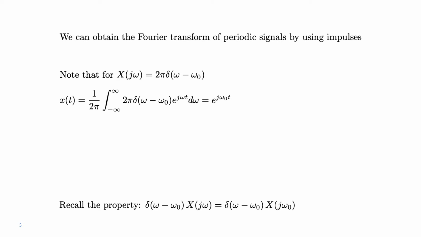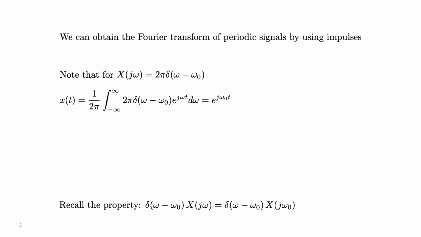We can actually obtain the Fourier transform of periodic signals by using impulses. So to begin with, let's note that for X(j omega) equal 2 pi delta(omega minus omega 0), meaning an impulse centered at the frequency omega 0 with amplitude 2 pi, the anti-transform x(t) can be very easily obtained. So let's just use the formula for the anti-transform.